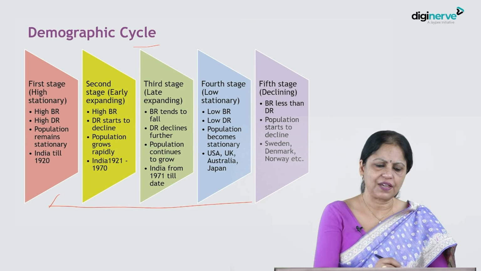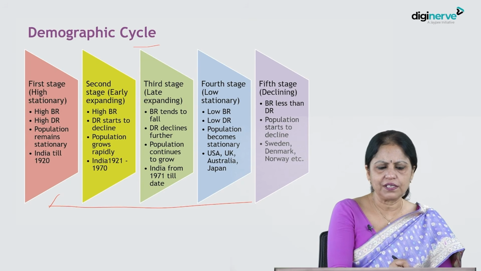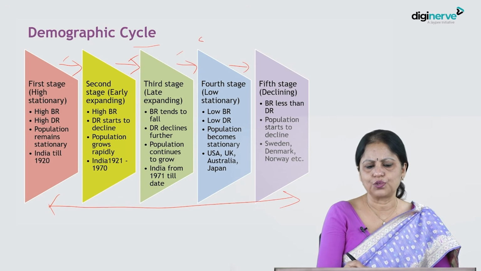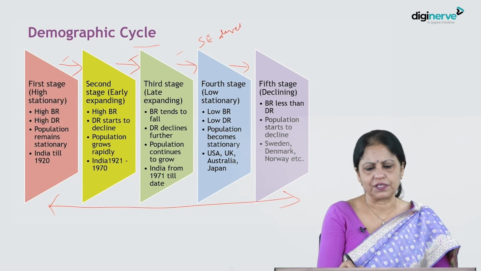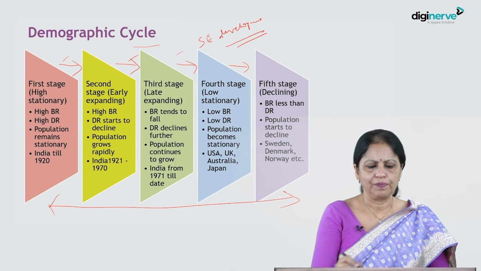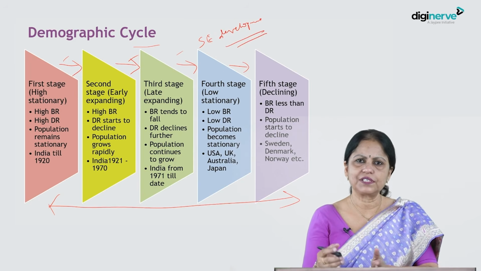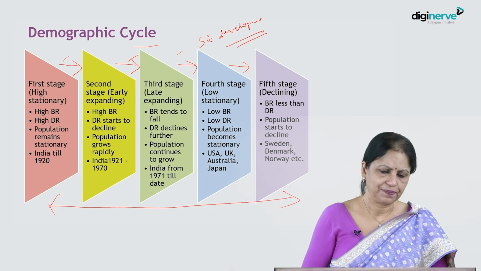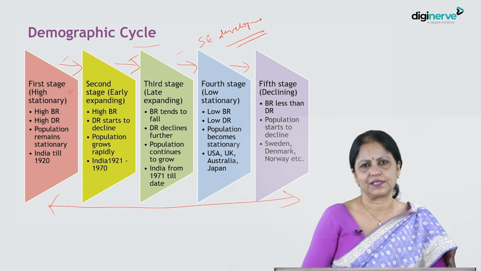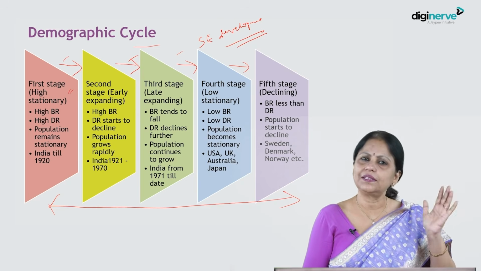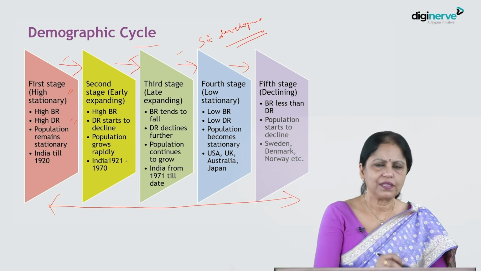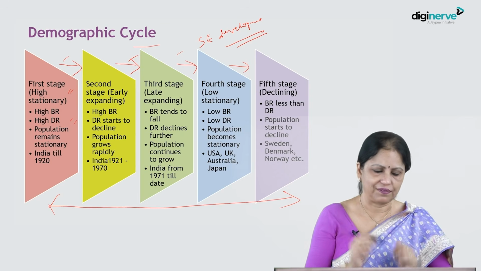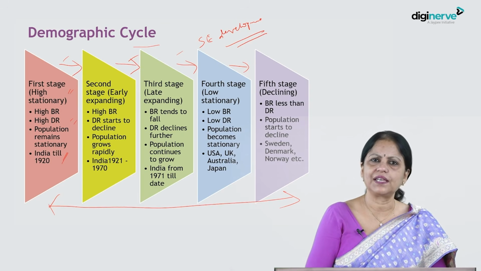So 5 stages have been described here, and from one stage to the other, a country progresses as it goes through socio-economic development. So with development more and more, the country progresses from first stage to second stage, from there to third, fourth, fifth stage. So what are these stages? First stage is known as high stationary, when birth rate is high and death rate is also high. Together they keep a stationary population, balanced population, but at a higher level. So India was in this phase till 1920.